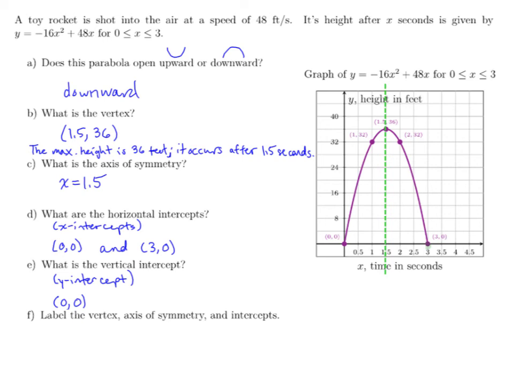Lastly, let's label the key features on this actual graph. The vertex was the point (1.5, 36), so I'm going to draw an arrow to that and denote that that's the vertex. The axis of symmetry was this line, x equals 1.5, and I can denote that that's the axis of symmetry.